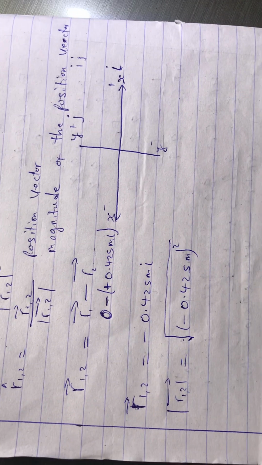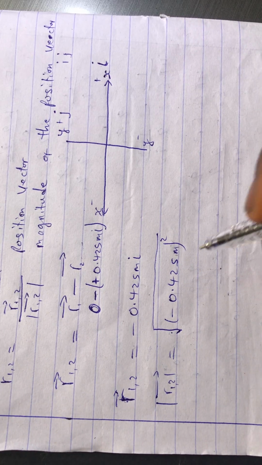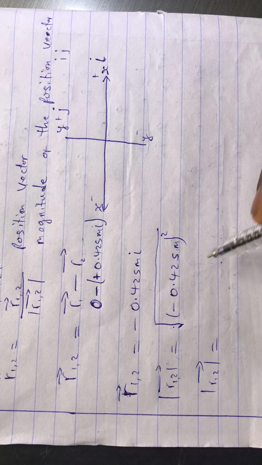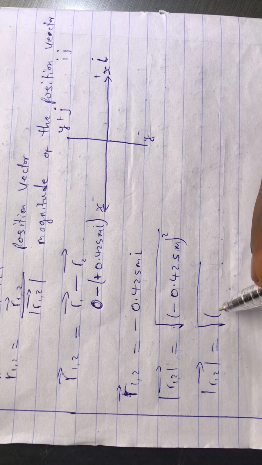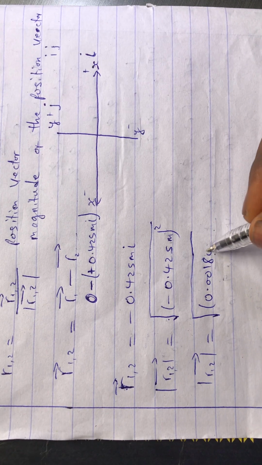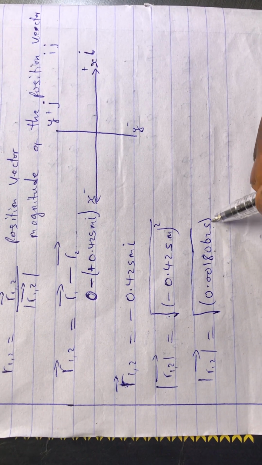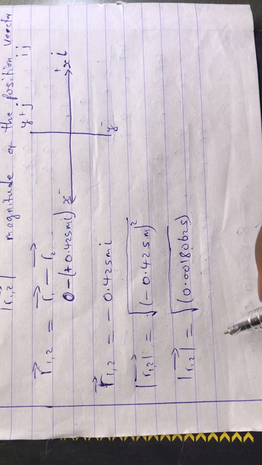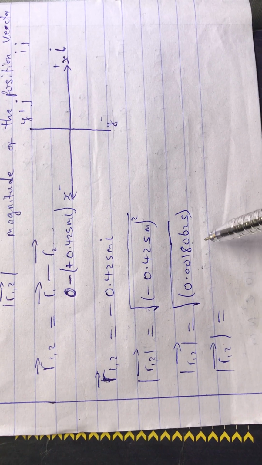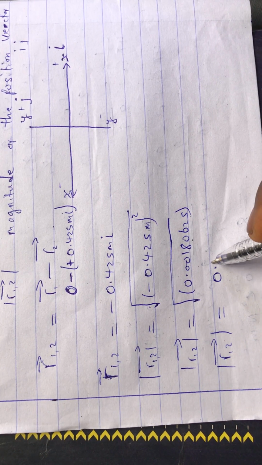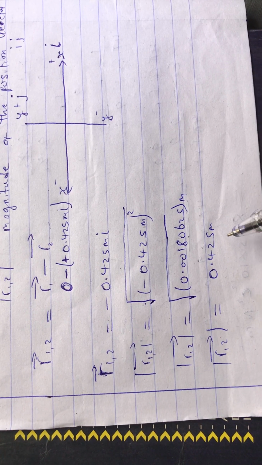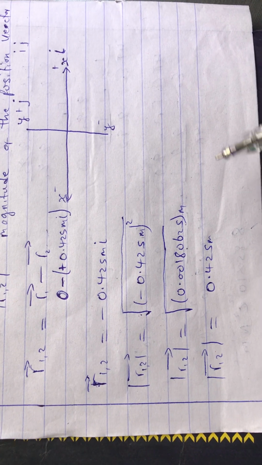So now, if you square this, you first of all square this first. What are you going to have? Your R1 and 2 magnitude will give you the square root of 0.0018 0625. Now, if you find the square root of this, your R1 and 2 will now give you 0.425 meters.